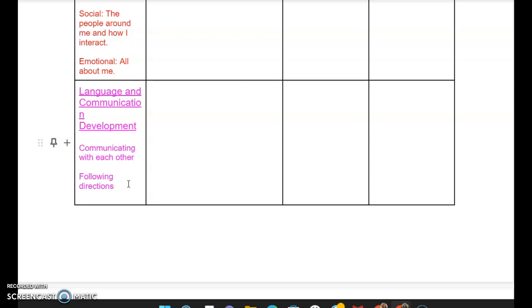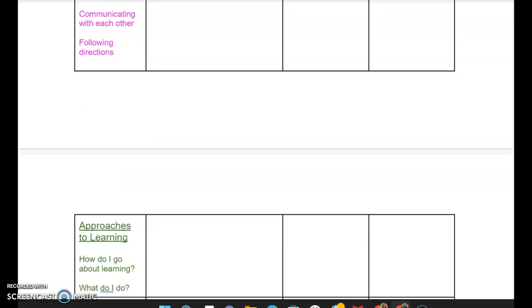Again, this could be just you sitting down, reading a book and saying, can you find the bird? Can you point to the bird? And seeing if the child can do those things. So create an opportunity that you're going to be working on language and communication. One opportunity, what are the materials needed? And why did you choose to do that particular experience with that particular child?